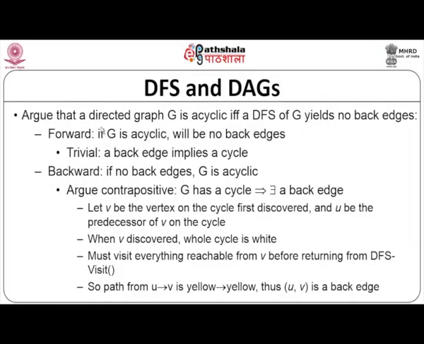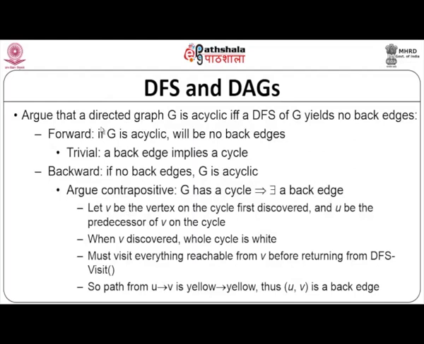Now, let us have a small discussion on depth first search and DAGs. We argue that a directed graph G is acyclic if and only if a DFS of G yields no back edges. Now, if G is acyclic there will be no back edges. A back edge implies a cycle. A back edge is from any node back to an ancestor, or to itself. So, if there are no back edges, G is acyclic.